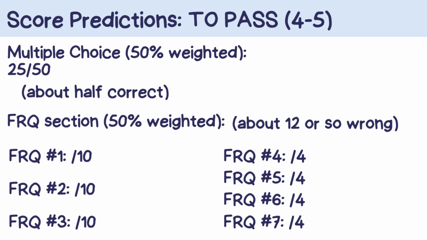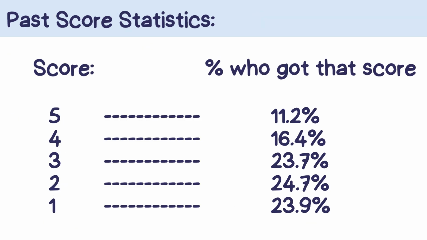And then here are the score predictions for a 4 or a 5. And then also here are last year's score statistics, just to have a reference of how College Board does their bell curve.